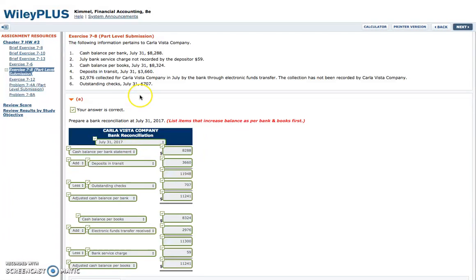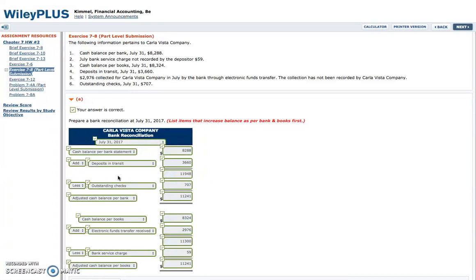We are given our information here for the Carla Vista company. The very first thing that we're going to do is go to our bank reconciliation and our cash balance per bank statement. The very first number here is given to us. It's $8,288 from number 1 up here. That is where we start, but then we're going to use a 3-step process to do a bank reconciliation.